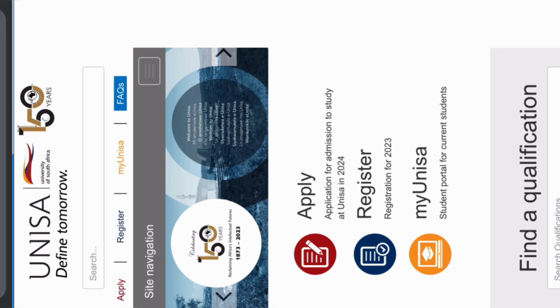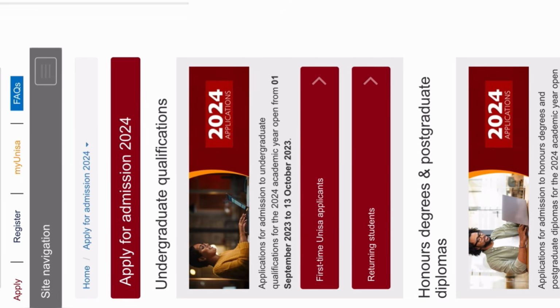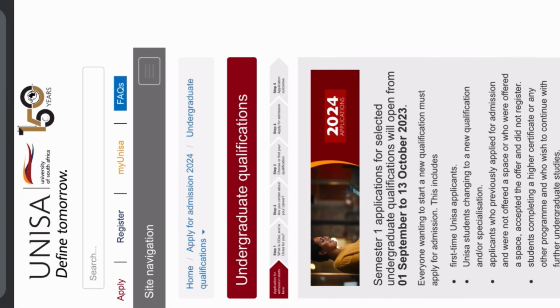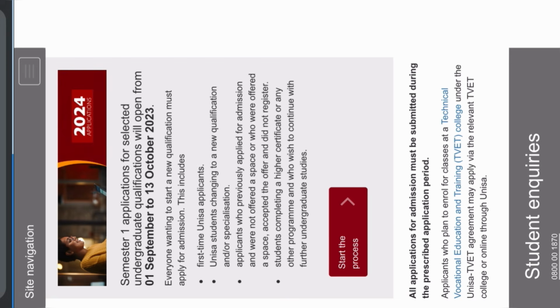with your application. In this stage of the portal, you're going to choose whether you're a first-time Unisa applicant or a returning student. If you have applied before, you're going to click on returning student. But if you've never applied before, you click on first-time Unisa applicant so that you are able to proceed to the next step of the application, which is this one. They will say start the process.